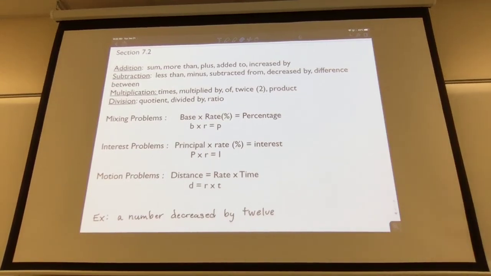Okay, section 7.2, we're going to do applications of solving equations. And to start, instead of the PowerPoints, I just jotted down some of these and you have these on your paper. Keywords for addition, subtraction, multiplication, and division. Take a few minutes to read through those. When you have word problems, those are indicators of the operation that should be used.